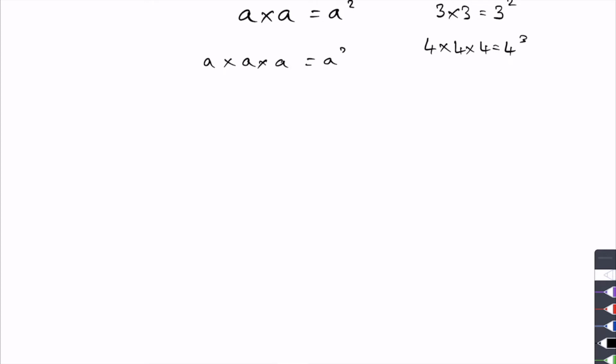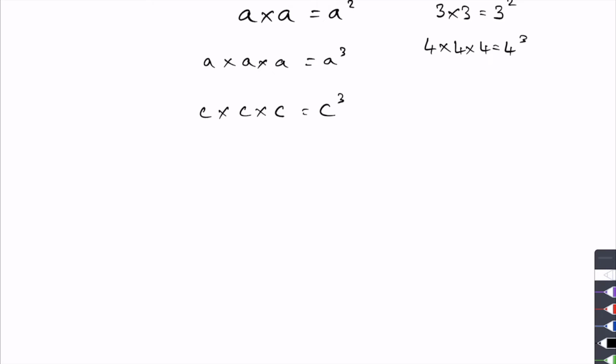Let's look at multiplication. So if you have A times A, that gives us A squared. So how does that work? Well, 3 times 3 we know is 9. But that can also be represented by 3 squared. And likewise, if we had 4 times 4 times 4, that is 4 cubed. So if we have a times a times a, that gives me a cubed. If we had c times c times c, that would give me c cubed.